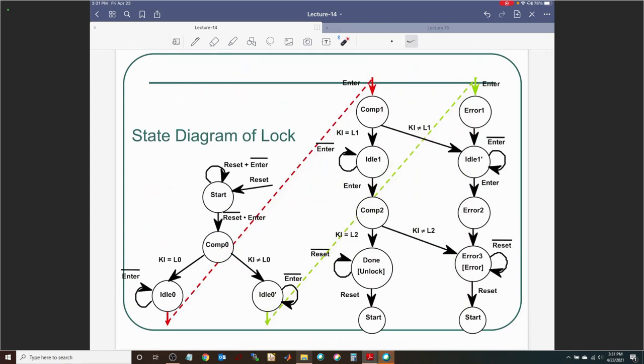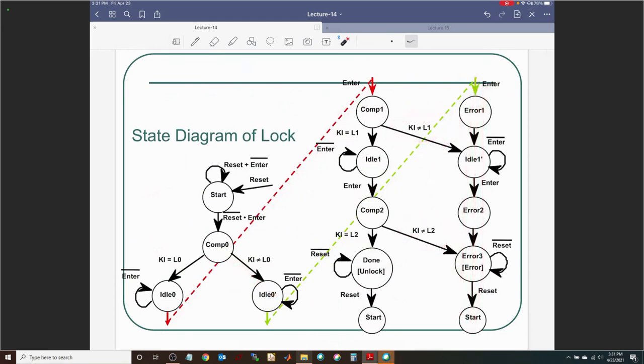Yeah? So this is what we are doing when the user is the right user, right? Equal, second bit is equal, third bit is equal, and then we unlock over here. But if you are wrong here, or you may be wrong here, or you may be wrong here, every time you are wrong, you will come to this bad path.